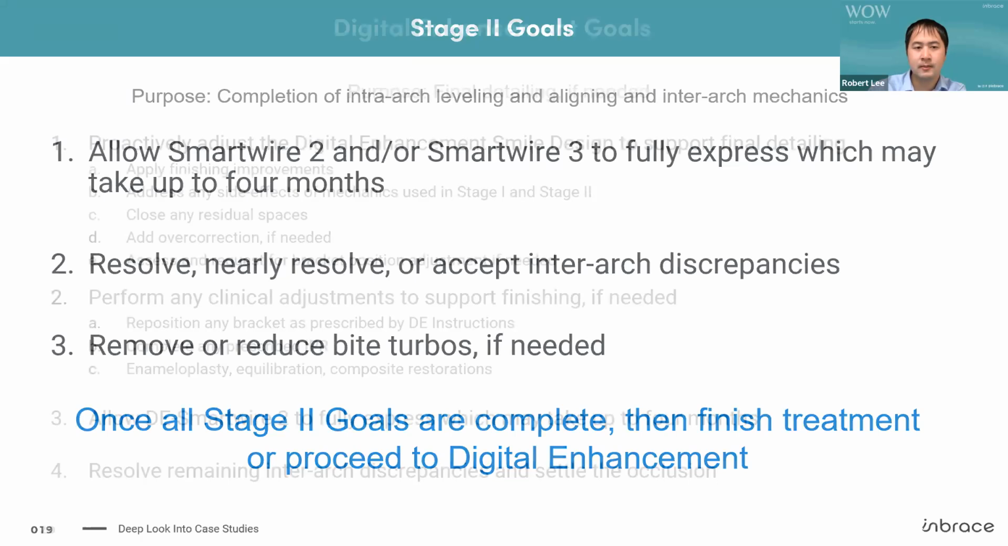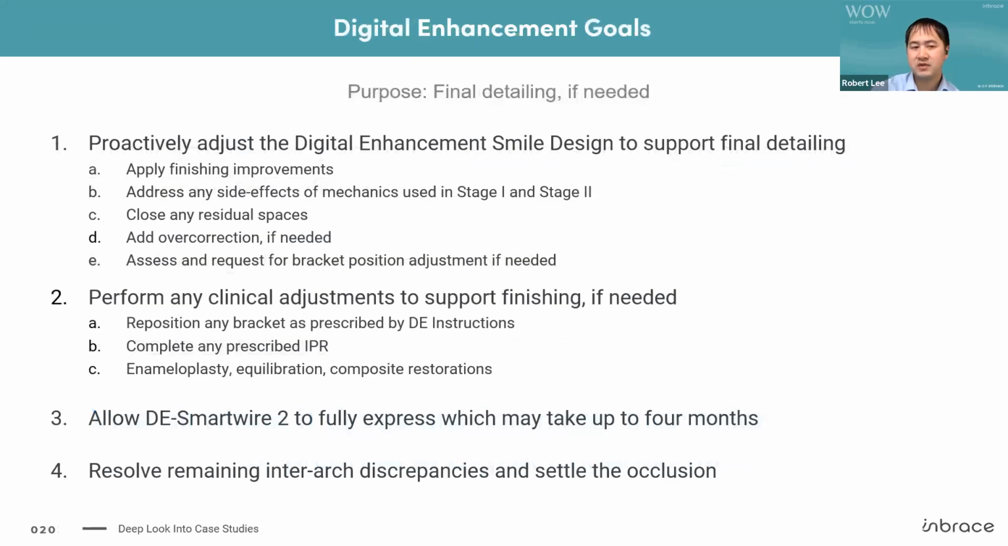And then finally, with digital enhancement, if it's needed, you should proactively adjust your DE smile design to support your final detailing. That's probably the most important thing, is to set up your DE smile design properly, which we discussed in a lot of detail last week. And then you simply just perform any clinical adjustments and allow your Smartwire 2 to express. So it's usually fairly straightforward to finish after the DE smile design is planned properly, and resolve any remaining inner arch discrepancies, which shouldn't be very much if you've done stage 2 properly, and then just settling the occlusion.